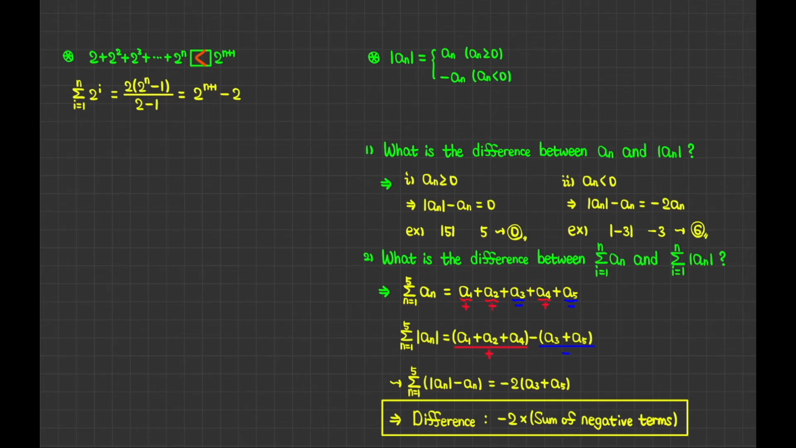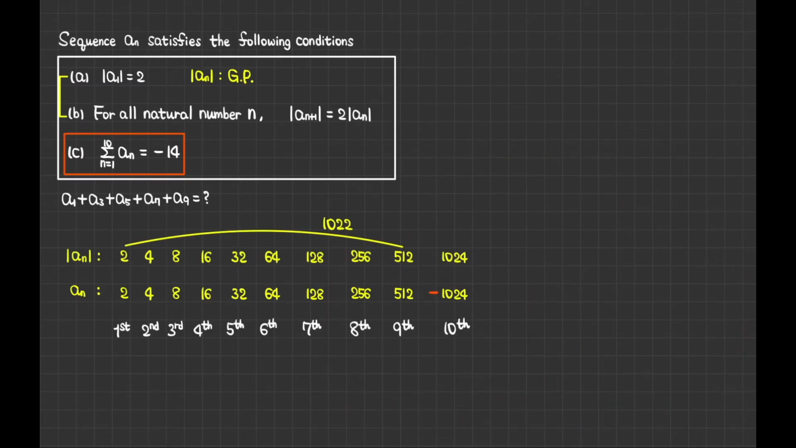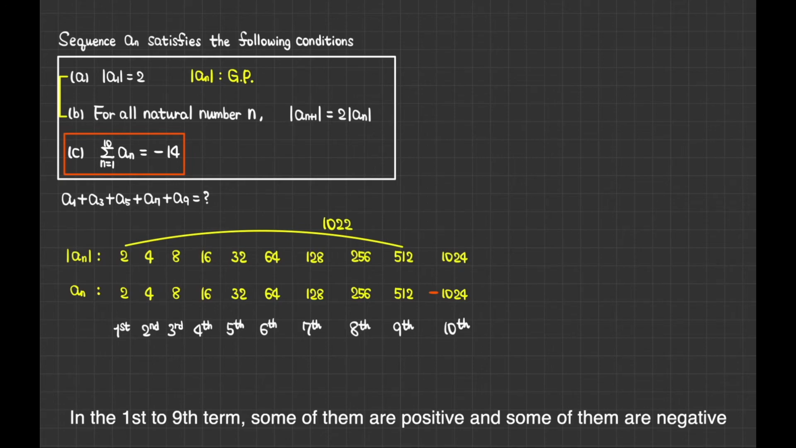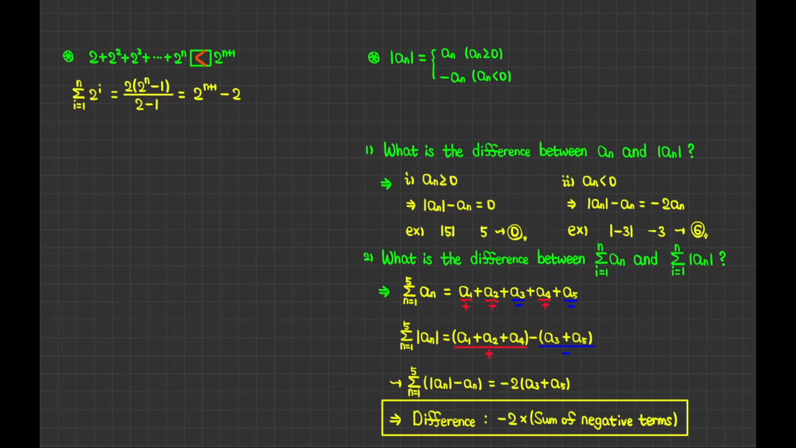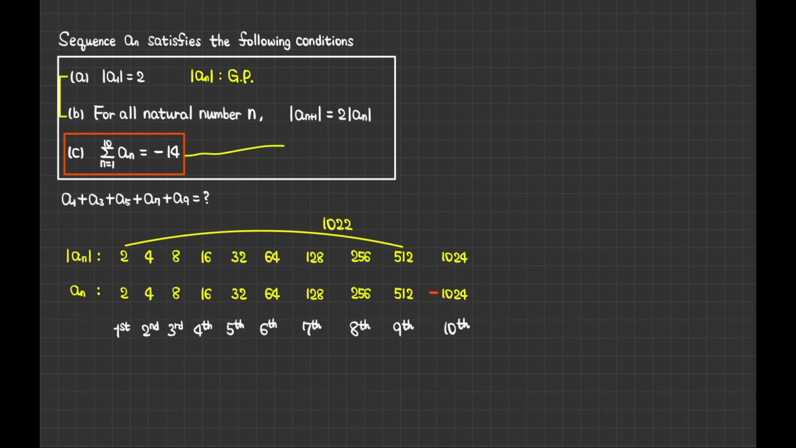So we need to use this second notion. I've told you guys, there should be some positive numbers and some negative numbers, mixed up together, right? But the difference between the sum of the a_n and the sum of the absolute value of a_n is this. This is the conclusion: minus 2 times the sum of negative terms. So look at it, I'm going to manipulate this C. We know that the last term is negative, which means summing up n is 1 to 9 plus a10. I just separated the last term. It's going to be negative 14, right?